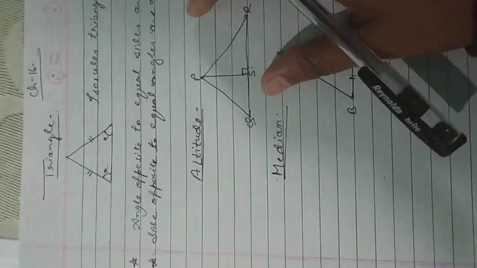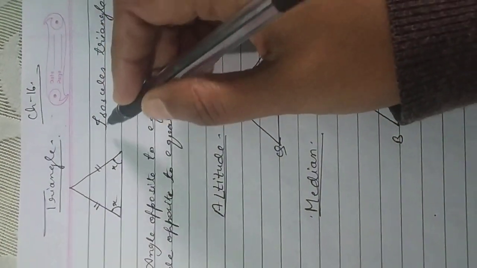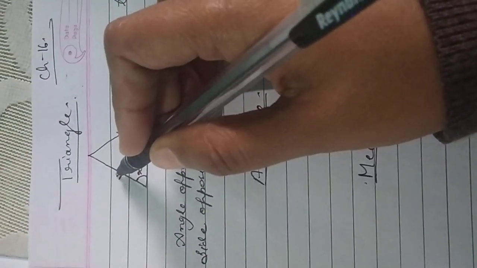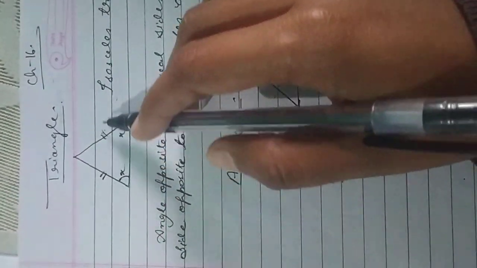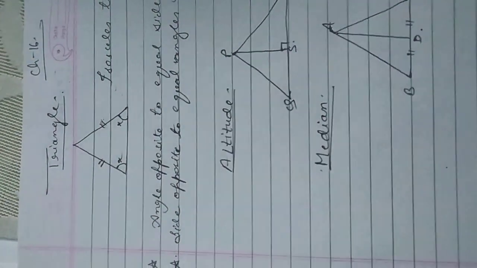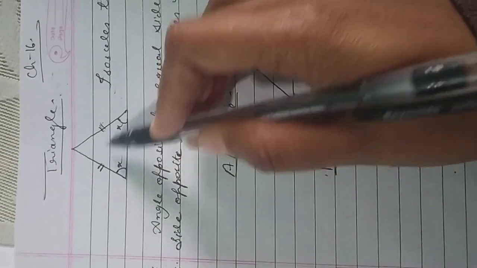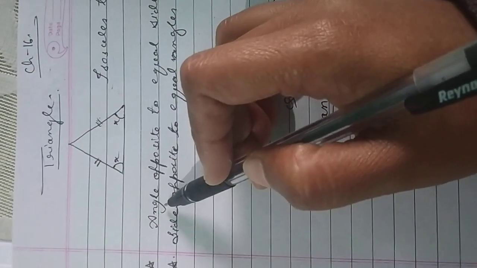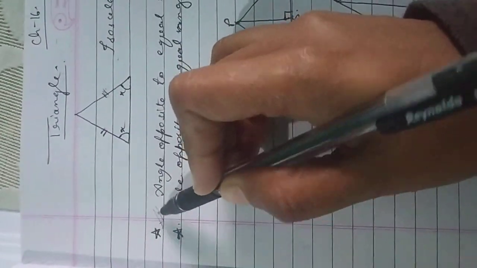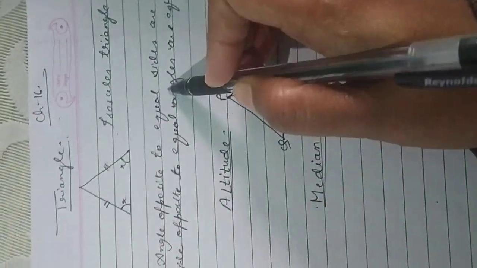Today we are going to discuss one of the very important properties of a triangle, the isosceles triangle. If any two sides of a triangle are equal, we know that in an isosceles triangle two sides are equal, any two sides. So if two sides of a triangle are equal, then their opposite angles will also be equal. The property is: angles opposite to equal sides are equal.